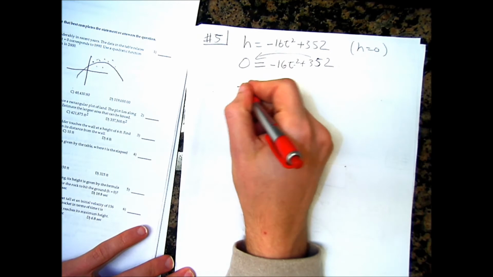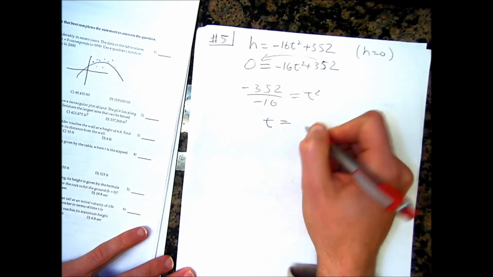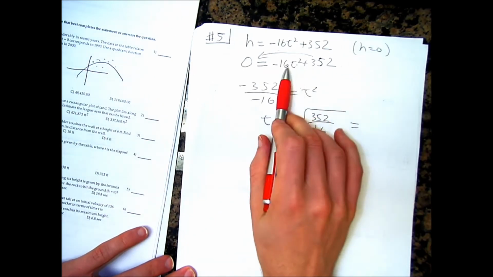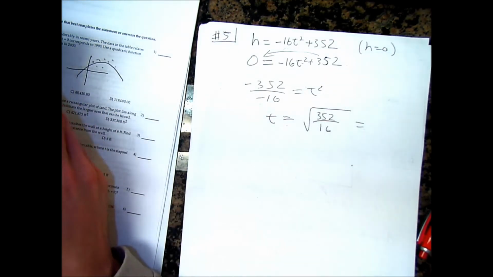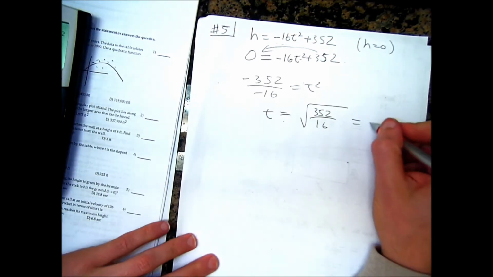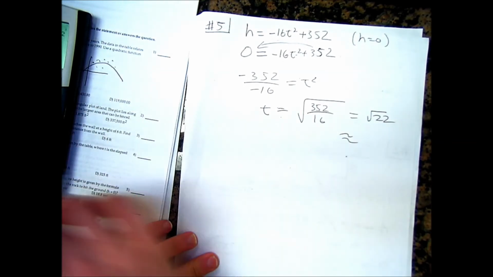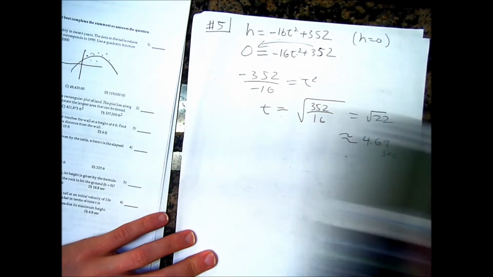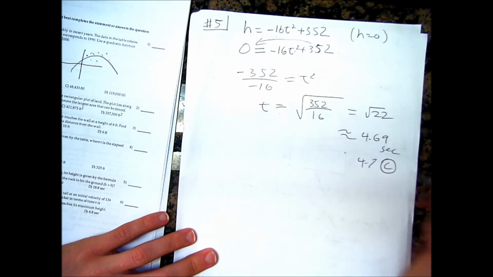and I can get negative 352 over negative 16 is equal to t squared. So t is going to be equal to the square root of 352 over 16. This one's really easy because there's only these two terms. Once you have the middle term, you have to do completing the square or quadratic formula. So this is the square root of 22, which is about 4.69 seconds, or 4.7 seconds. So that's C. Okay?